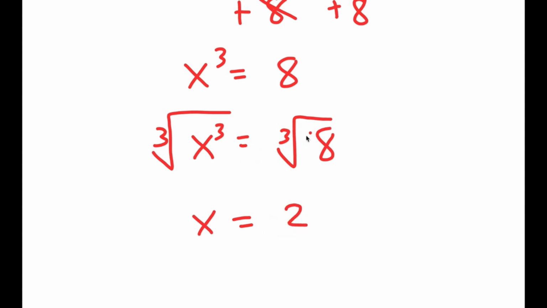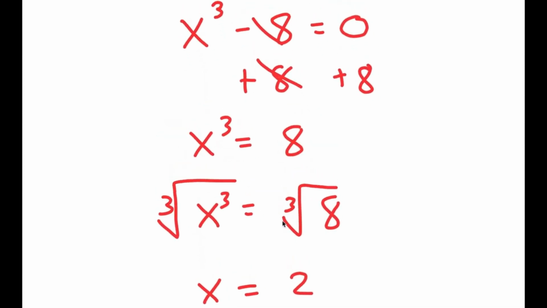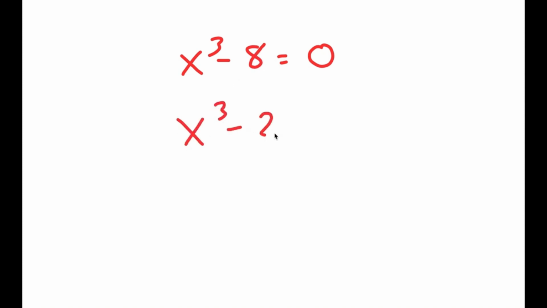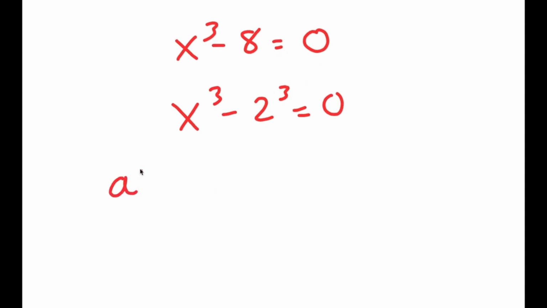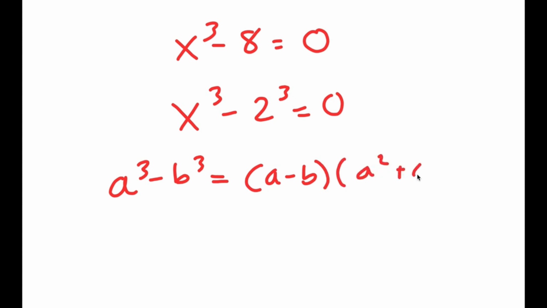But actually, there are more than one solution to this equation. So I'm going to rewrite my equation here, x to the power of 3 minus 8 equals 0. And now I'm going to rewrite 8 as 2 to the power of 3. So I get x to the power of 3 minus 2 to the power of 3 is equal to 0. And then now I'm going to use the formula a to the power of 3 minus b to the power of 3 is equal to a minus b times a squared plus ab plus b squared.